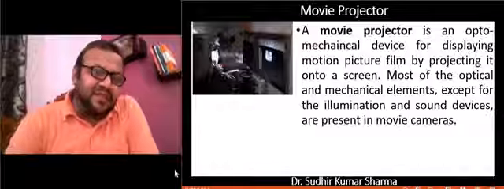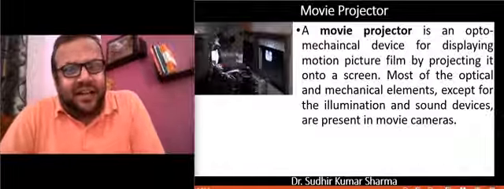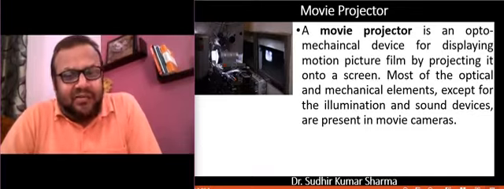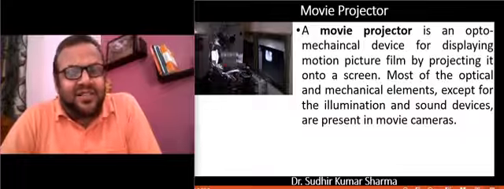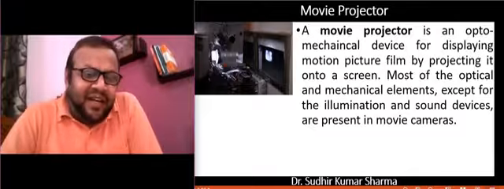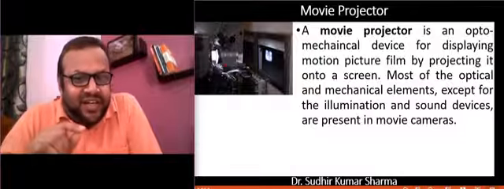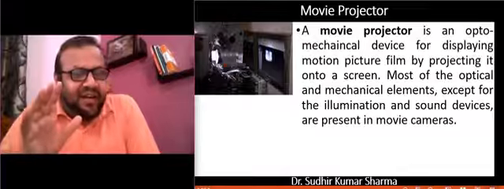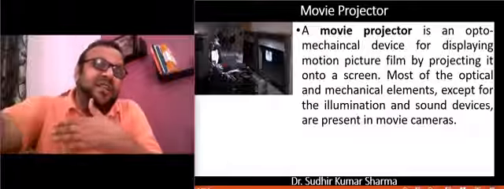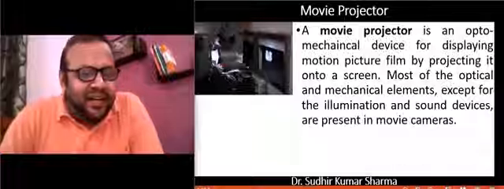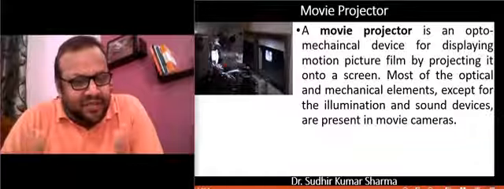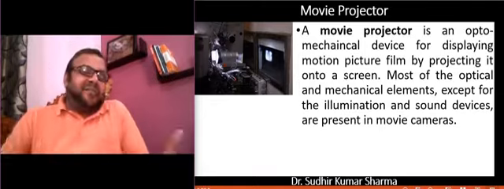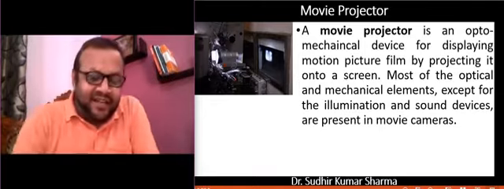Then at last comes the movie projector. A movie projector is an optomechanical device for displaying motion picture film by projecting it on a screen. Most of the optical and mechanical elements, except the illumination and sound devices, are present in the movie camera. What about the illumination? Illumination is projected on the screen nearly 70 to 80 meters away. And sound devices are kept near the audience so that they can listen to the sound properly.